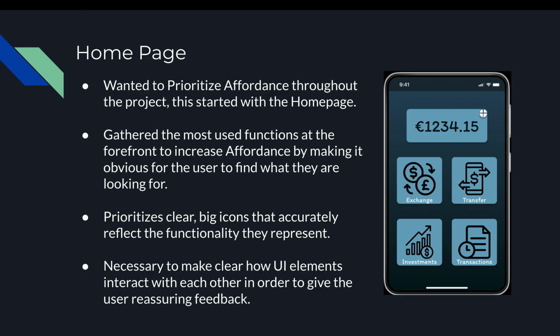This deliberate arrangement ensures that users can easily locate and access the services they use the most, fostering a user-centric experience. To enhance affordance, we made a conscious decision to employ clear, sizable icons that accurately depict the functionality that they represent. These icons serve as visual cues, making it instantly obvious for users to identify and understand the actions associated with each function. By prioritizing clarity and size, we aim to create an interface that is not only aesthetically pleasing, but more importantly, user-friendly and accessible.